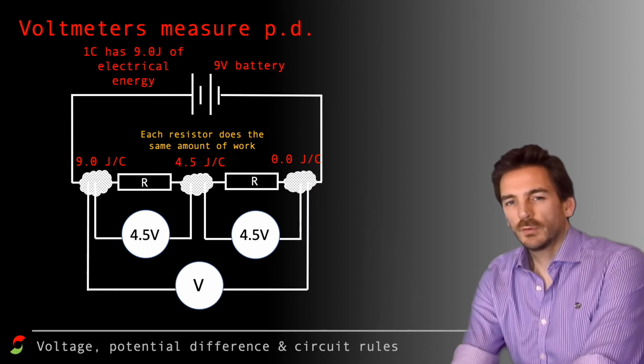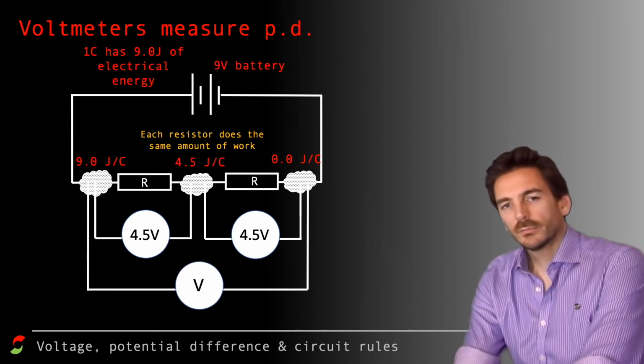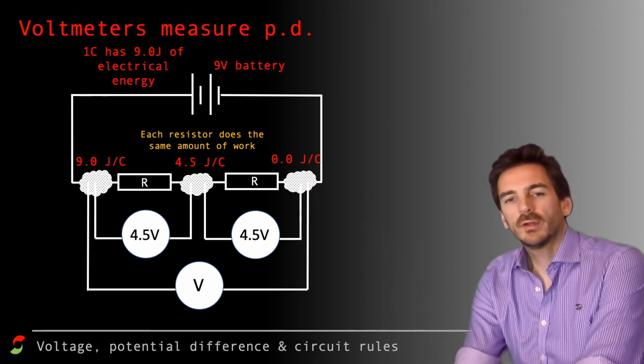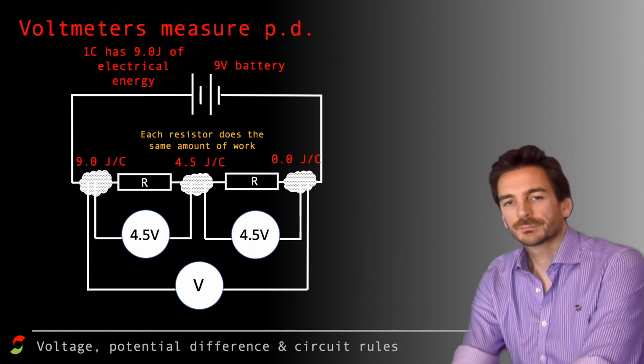Put in a third voltmeter at the extremes: looking at one point, it's got 9 joules, looking at the other point, 0 joules. The potential difference is 9 joules per coulomb, or 9 volts.